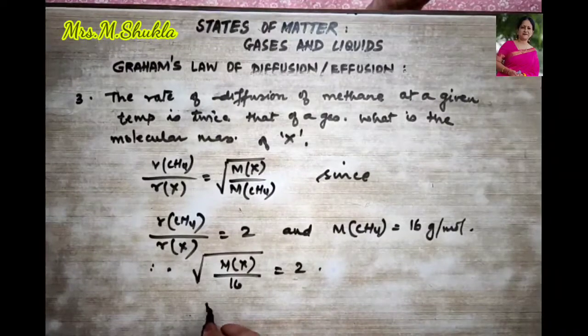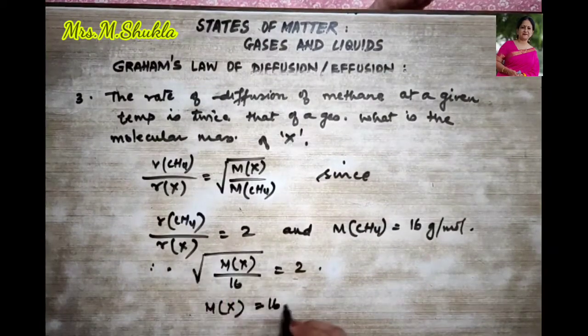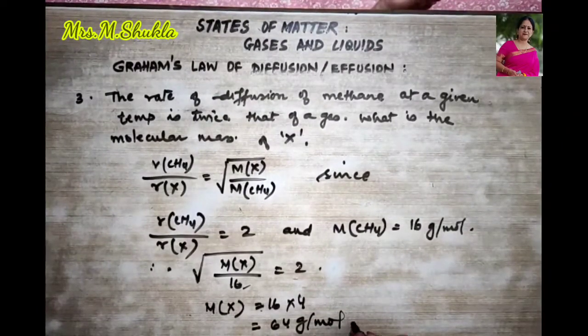Can we calculate the molecular mass of X? If you remove the square root and cross multiply, you get 4 times 16, so this will be equal to 64 grams per mole, right?